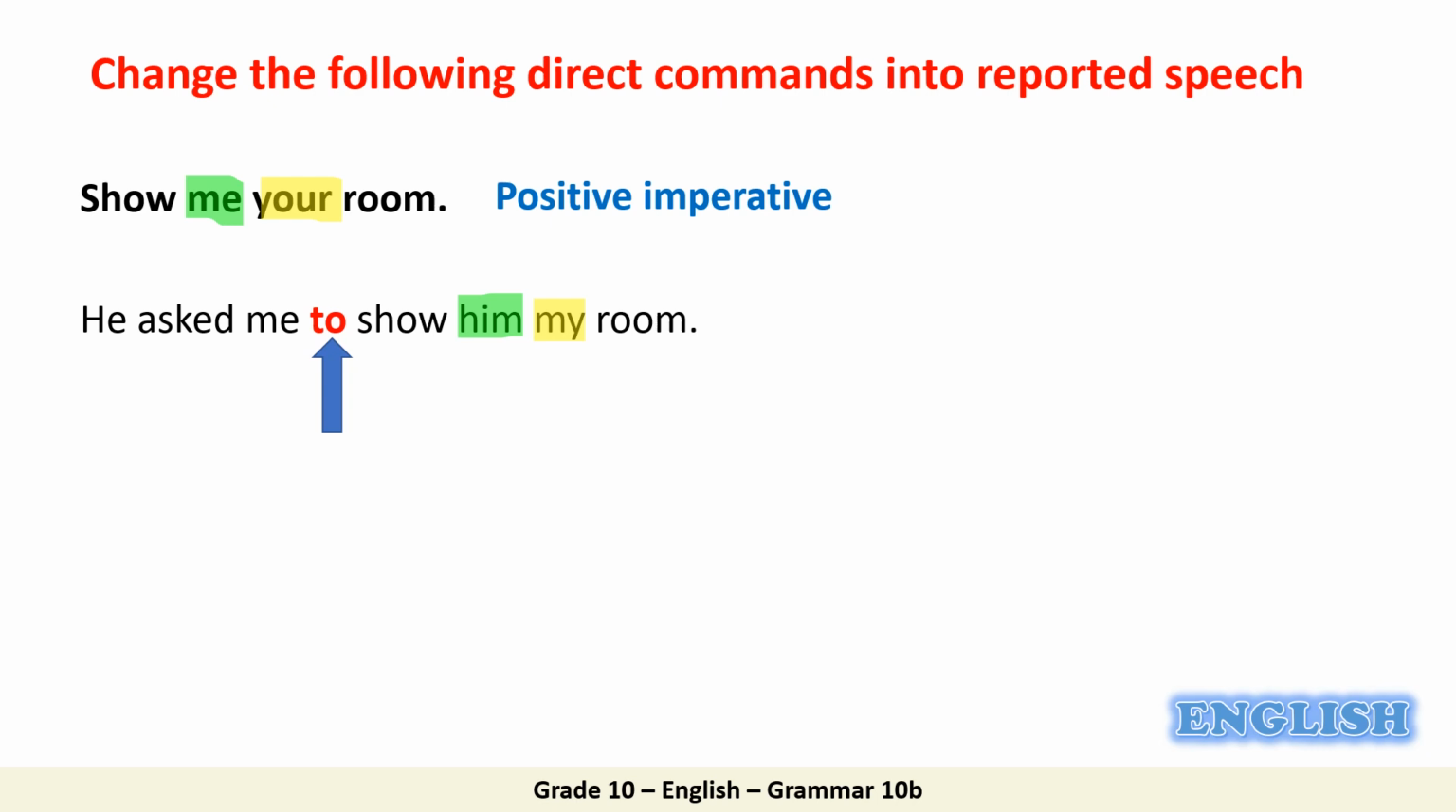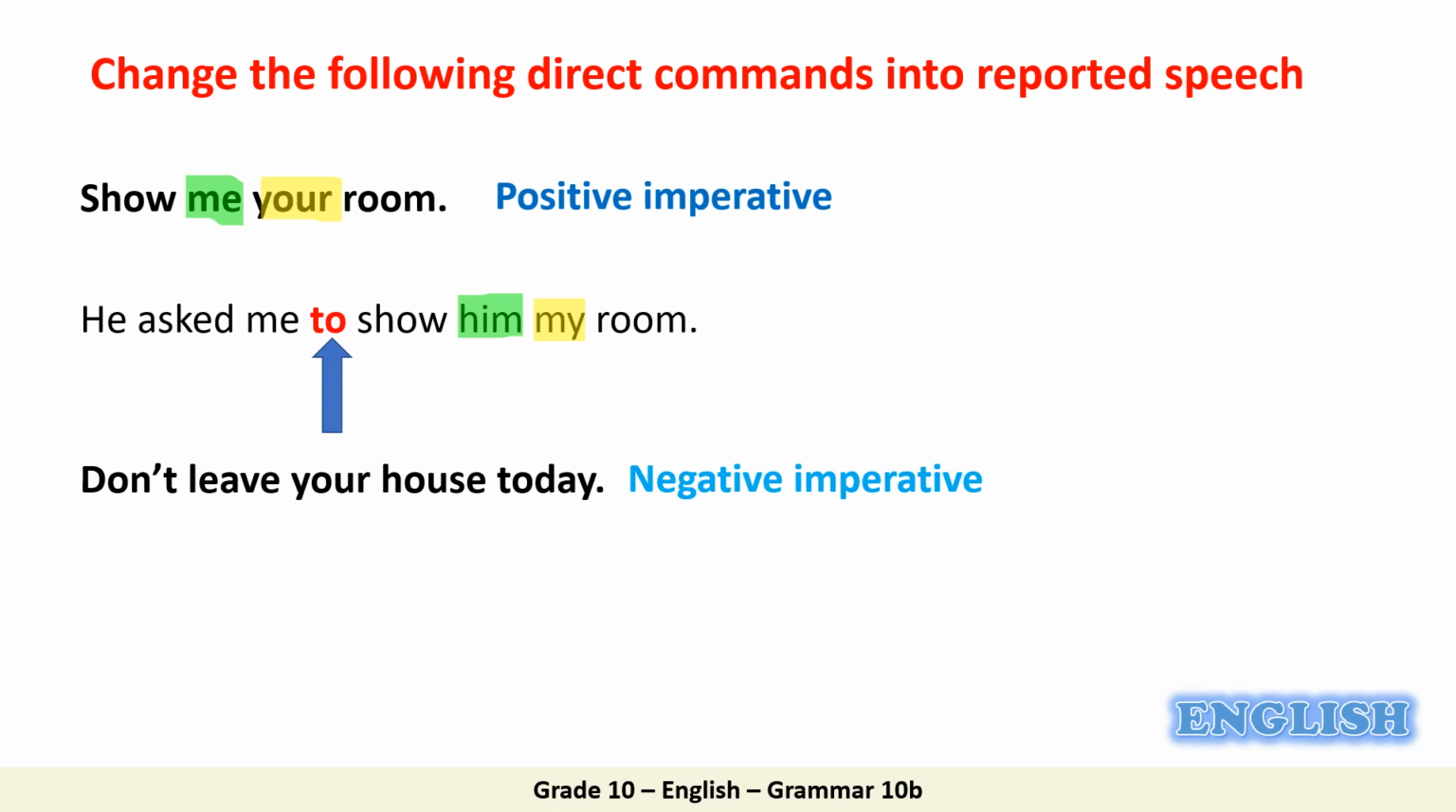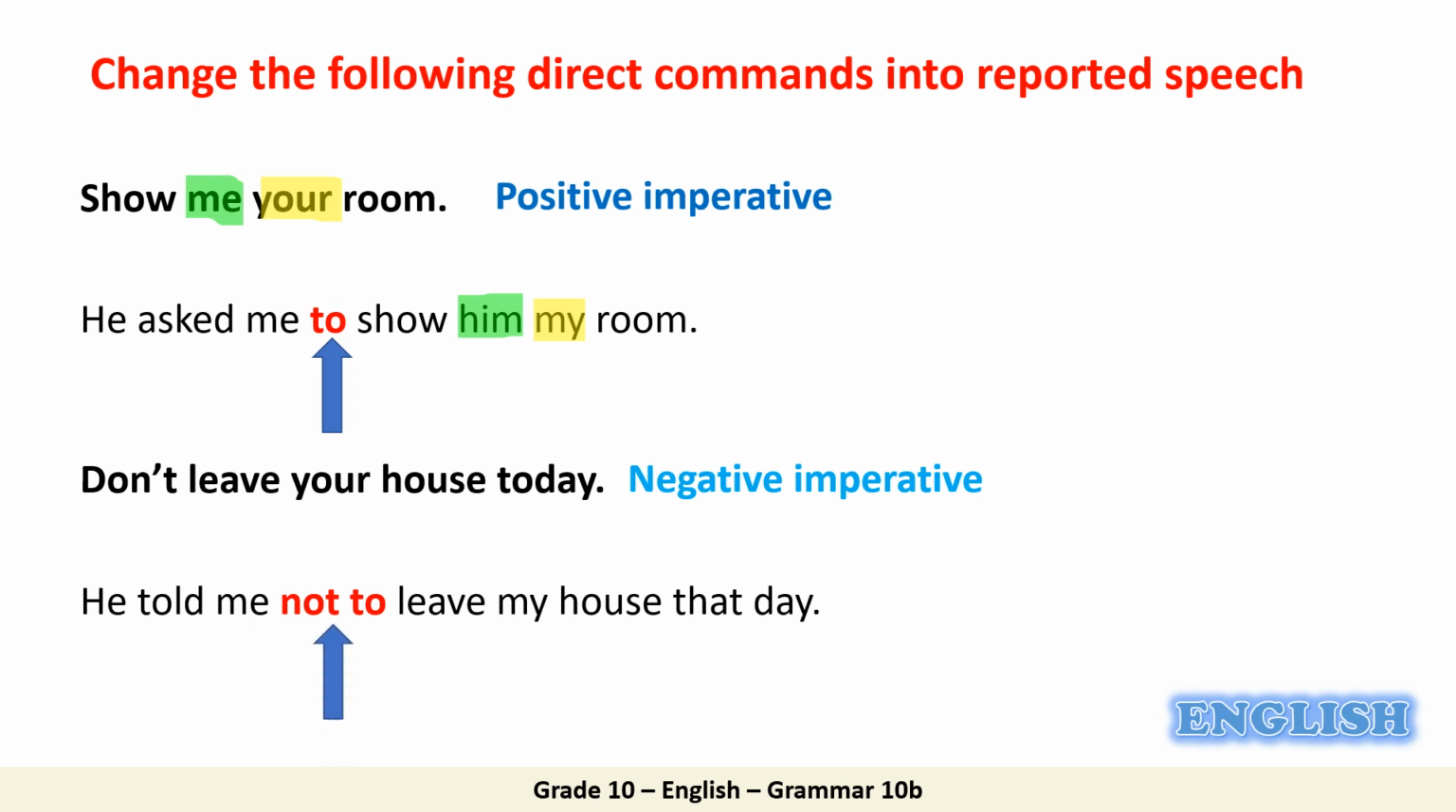Very good. The second example, don't leave your house today. How are you going to report this one? And remember, this is a negative imperative. Very good. He told me not to leave my house that day. So what did you do here? Excellent. We added not to. We changed your with my. Today with that day.